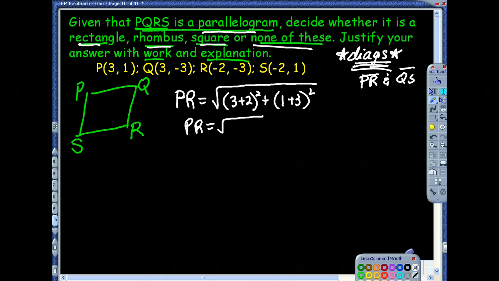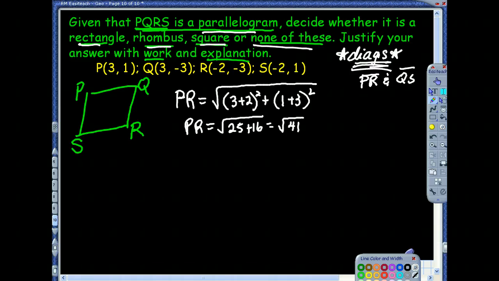And that's going to give me, let's see, 5 squared would be 25, and then 4 squared would be 16. So radical 41. Now, that's as far as you need to go. You don't need to put that in your calculator and give a rounded answer, because all we're determining is if those measures are the same.